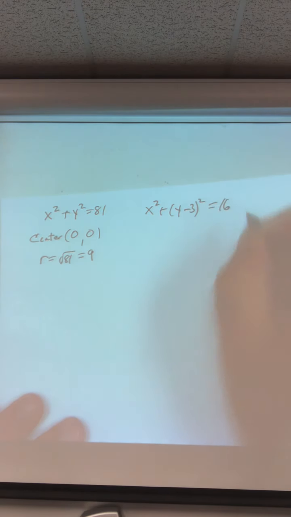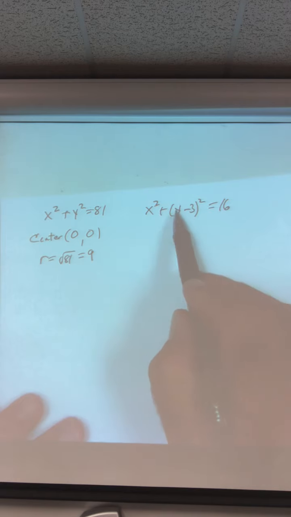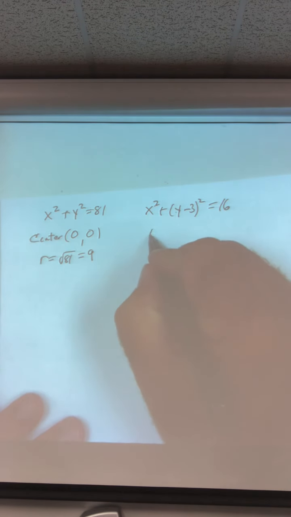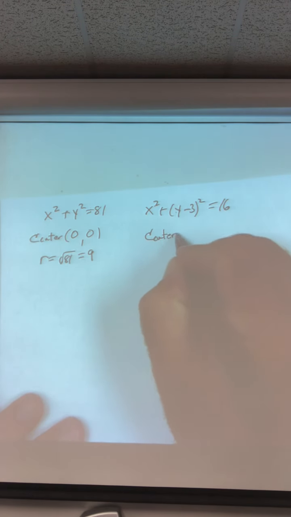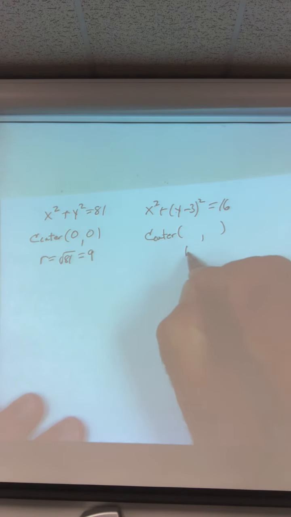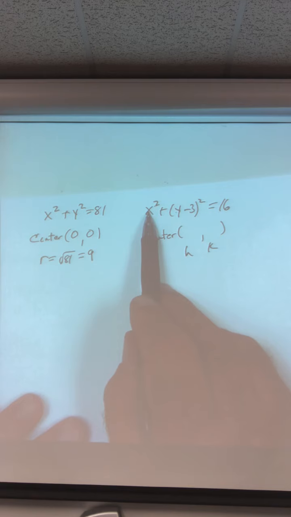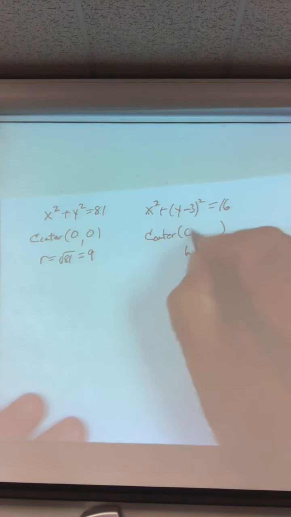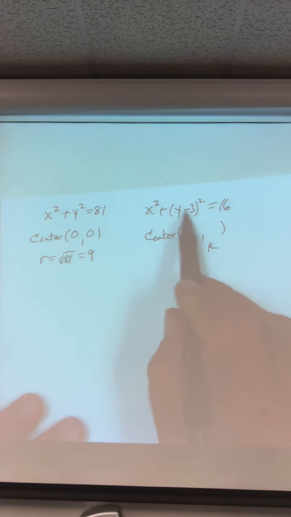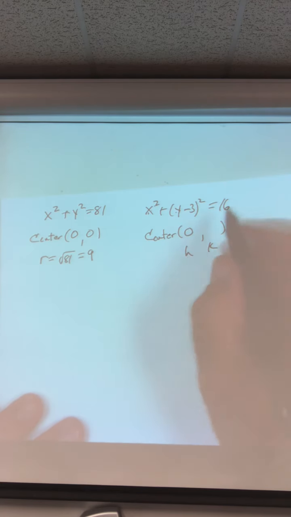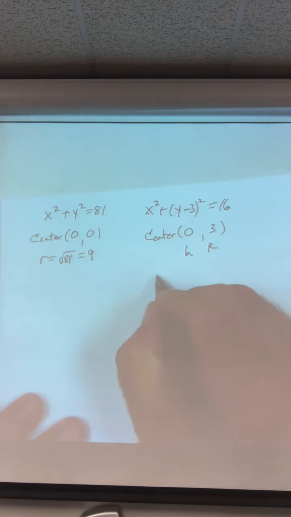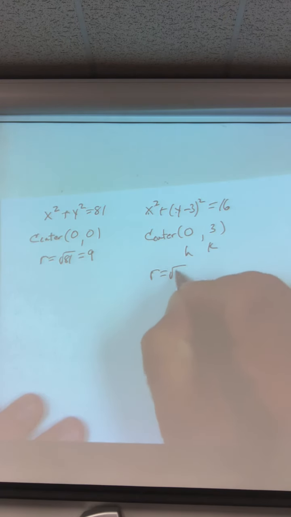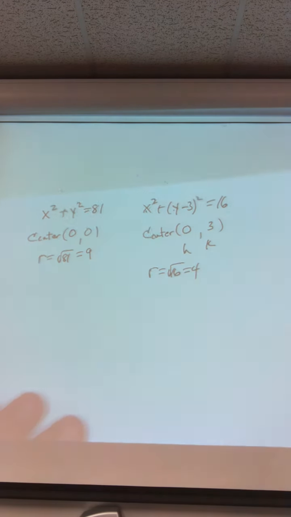How do I know this is a circle? The x is squared and the y is squared. All right, how do we get the center? The center is h, comma, k. What's h? It's the opposite of what's behind the x but in front of the square. There's no number there, so it's 0. K is the opposite of what's behind the y, which is a positive 3. And then the r is the square root of 16, which is 4.